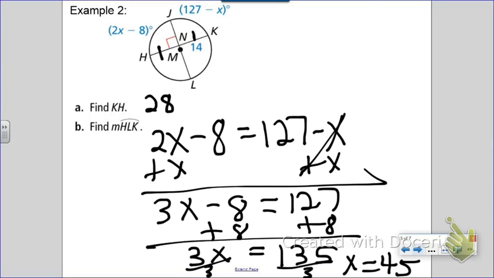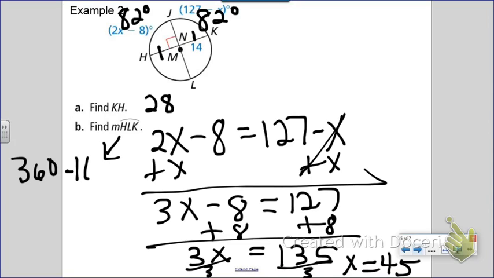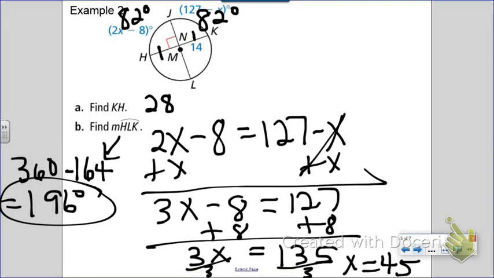If x equals 45, then our arc is 82 degrees. This is 82 degrees. The rest of the arc that they're asking for would be 360 minus the 164 that we've used, which is the 82 plus 82, and that gives us 196 left. So our answer is 196 degrees for the arc.